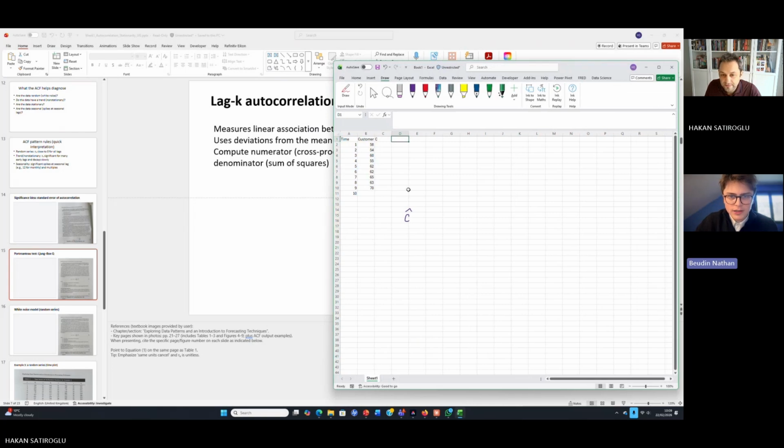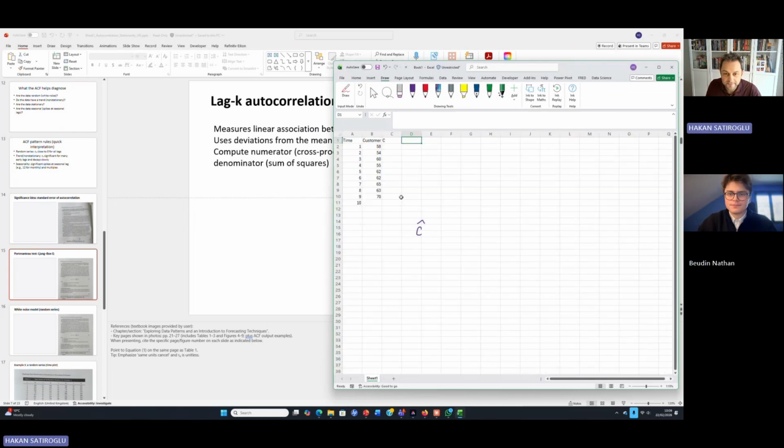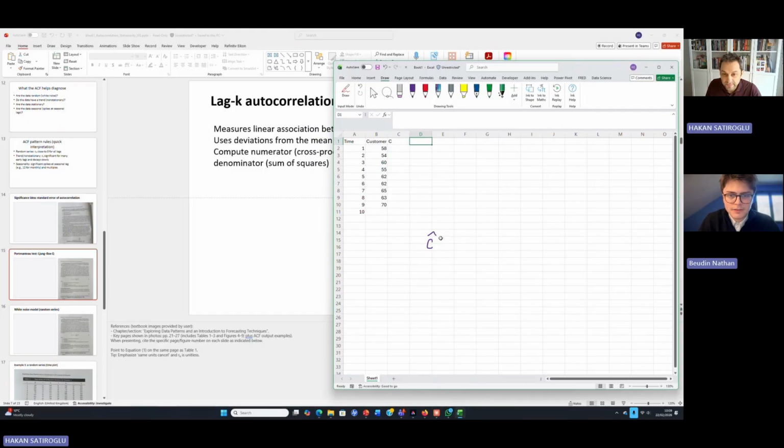Actually, it's not too small. I can see quite well. Okay, this is perfect. If you allow me to say C for customers, customer number, customers arrive to the shop or whatever. Okay.